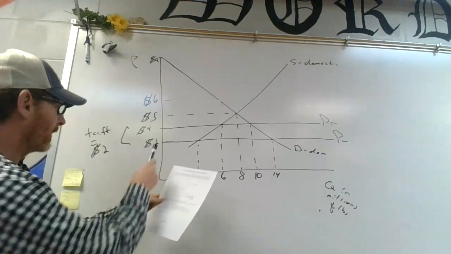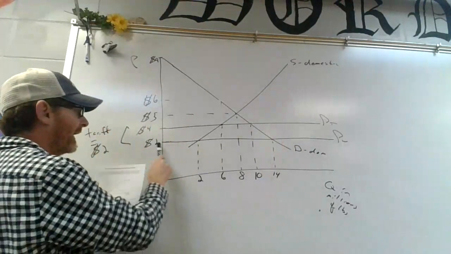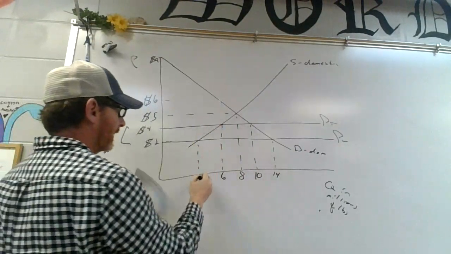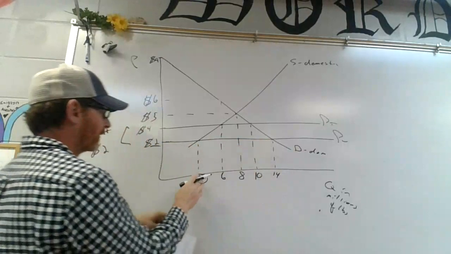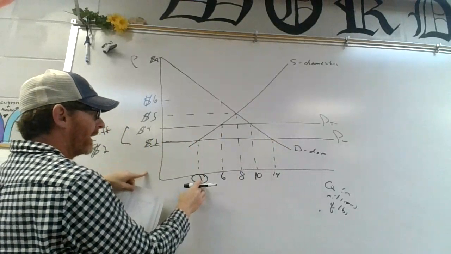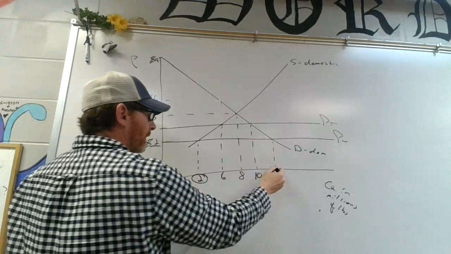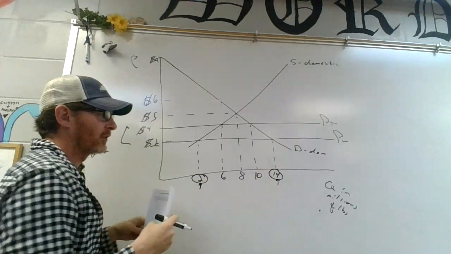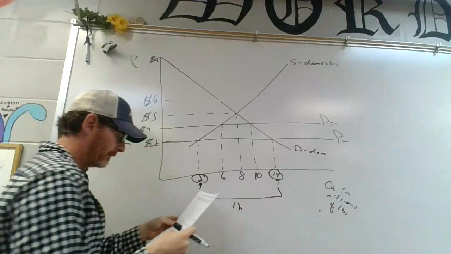At a world price of $2 a pound, here's the domestic demand, here's the domestic supply. At a world price of $2, it's hitting our domestic supply curve at 2 million pounds. It's hitting our domestic demand at 14 million pounds. So this is how much we want. We want 14, but at a price of only 2, our domestic suppliers only supply 2. So we're going to actually import 12 million.